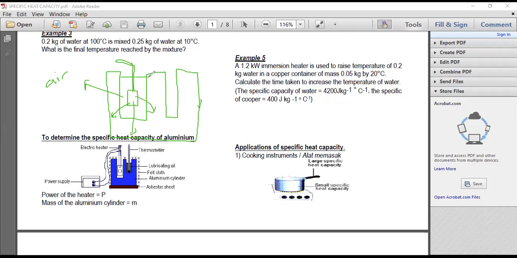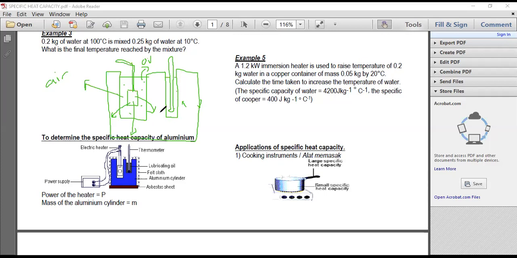So that's why we put oil inside there, for better thermal contact. Same here, the thermometer is used to record the temperature. If you don't put anything, here is air, so it takes a longer time for the heat from the aluminium to be transferred to the thermometer, because air is a poor conductor. So that's why you put oil inside there.